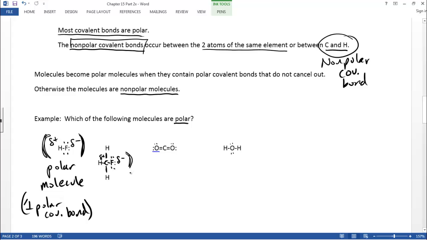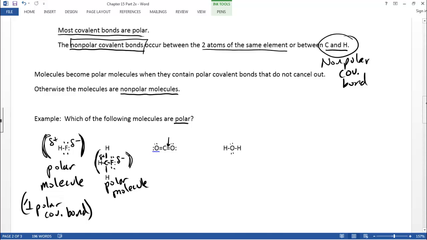The right side of the molecule is slightly negative, the left side slightly positive. That's a polar molecule. How about carbon dioxide? We saw this Lewis dot structure before. Carbon is making a double bond to each oxygen. Let's just look at the top covalent bond. What kind of bond is that? Is that a nonpolar covalent bond or a polar covalent bond?